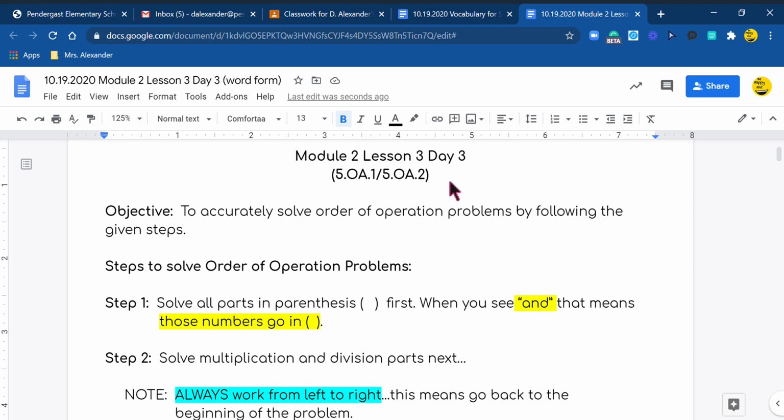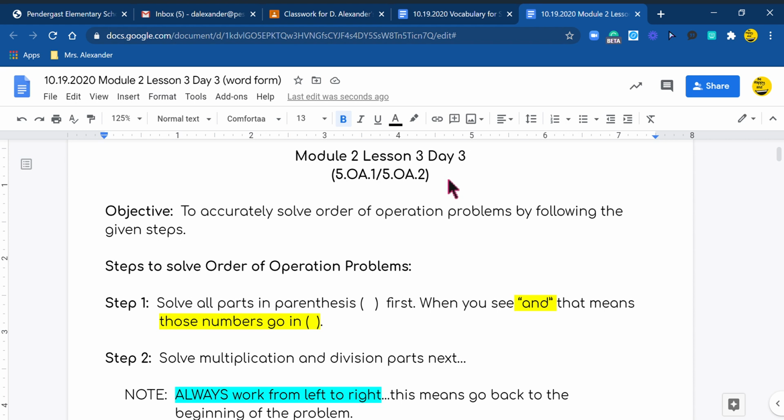Alexander. And today we are working in Engage New York Module 2, Lesson 3, and this is our third day. We're going to be able to actually solve order of operation problems by following the given steps. Today we're starting to work with written form, so we're going to see our numbers and all our words and our signs all in words.